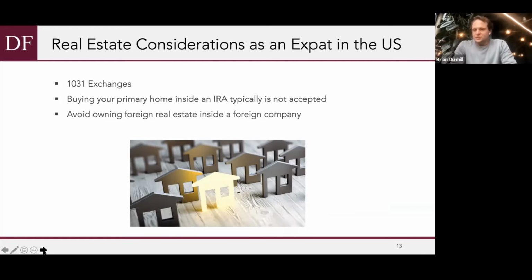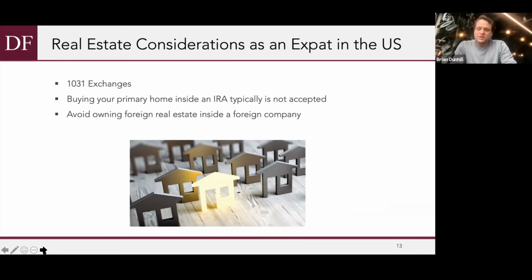You typically can't use pensions or the such to purchase a property inside of it. You typically have to make the distributions from it. So be careful with those types of exotic offerings that are out there.